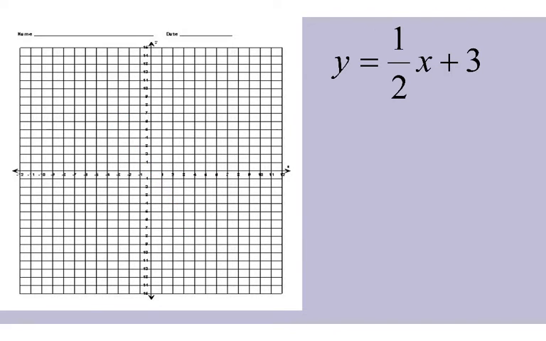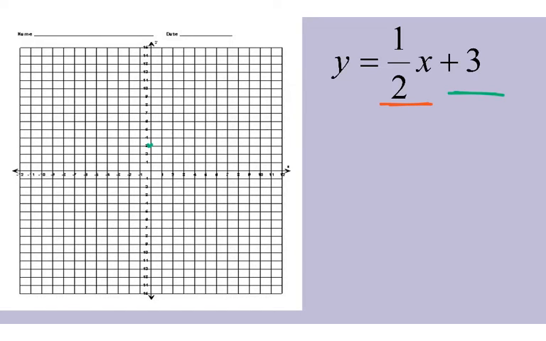Okay, so here's the very last slide. I want you to try it by yourself and then come back and see how you did. All right, so let's see how you did. The slope is 1/2. The y-intercept is positive 3. So the first thing we're going to do is plot the y-intercept. 1, 2, 3. And we're going to plot it right on the y-axis.